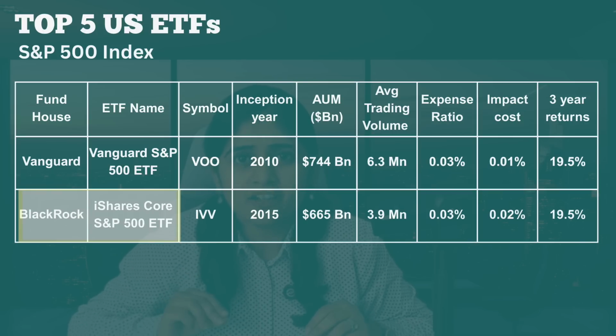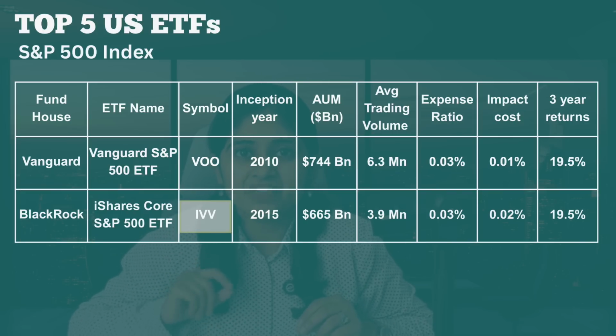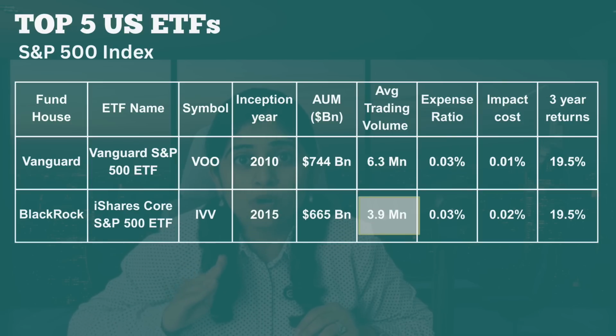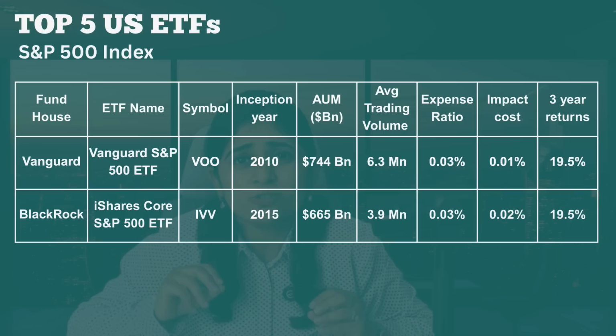Second ETF is BlackRock's iShares Core S&P 500 ETF. Its symbol is IVV. This ETF also has a very high AUM of $665 billion and the high trading volume of almost 4 million per day. The expense ratio of this ETF is similar to Vanguard's VOO at 0.03%. And the impact cost is also low at 0.02%.